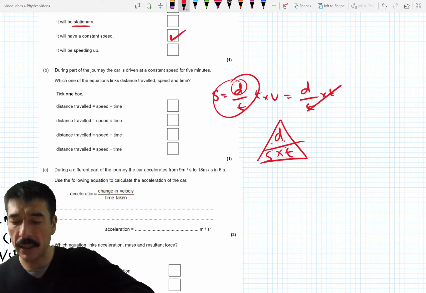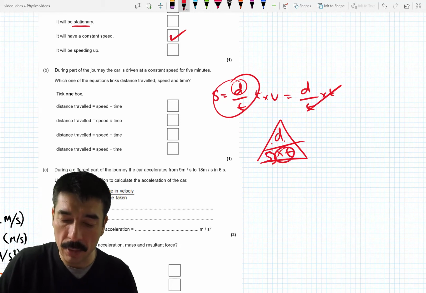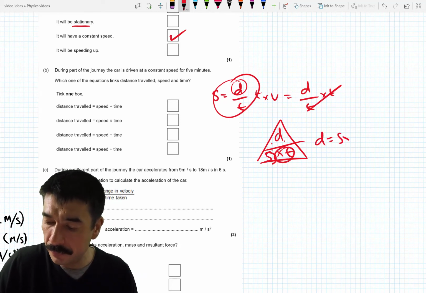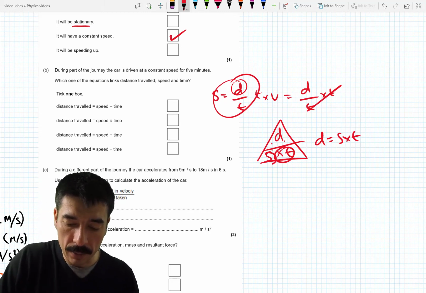So I'm asked for distance, I cover distance, and all I can see left is speed times time. So distance equals speed times time. That's what I shall use, distance equals speed times time. So that's divide by time.